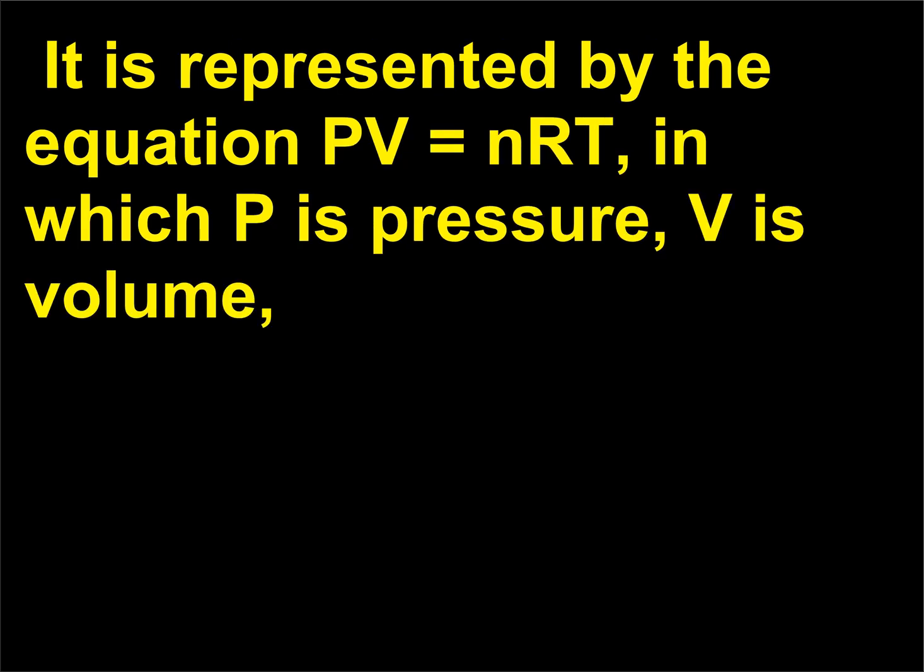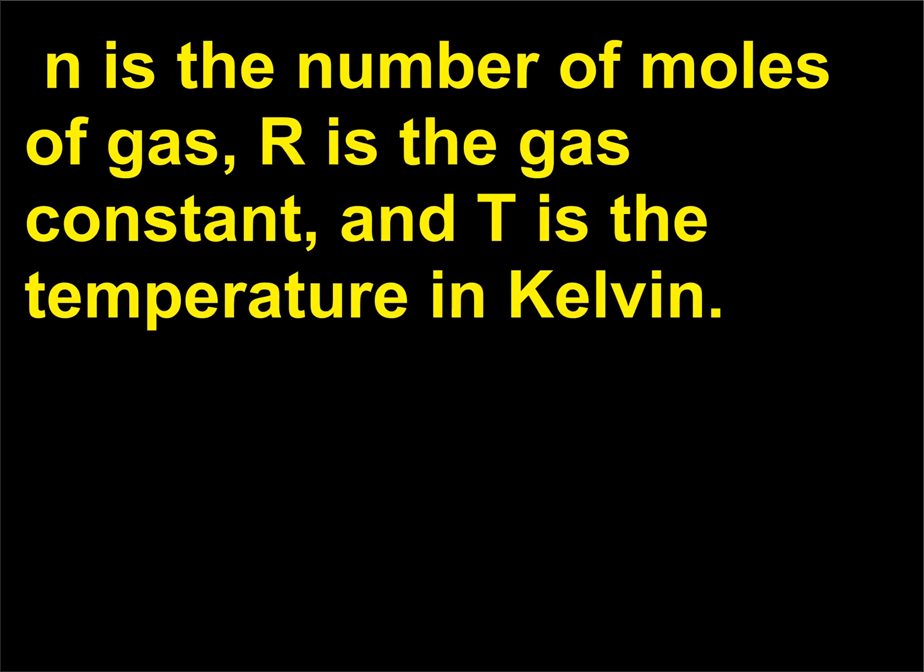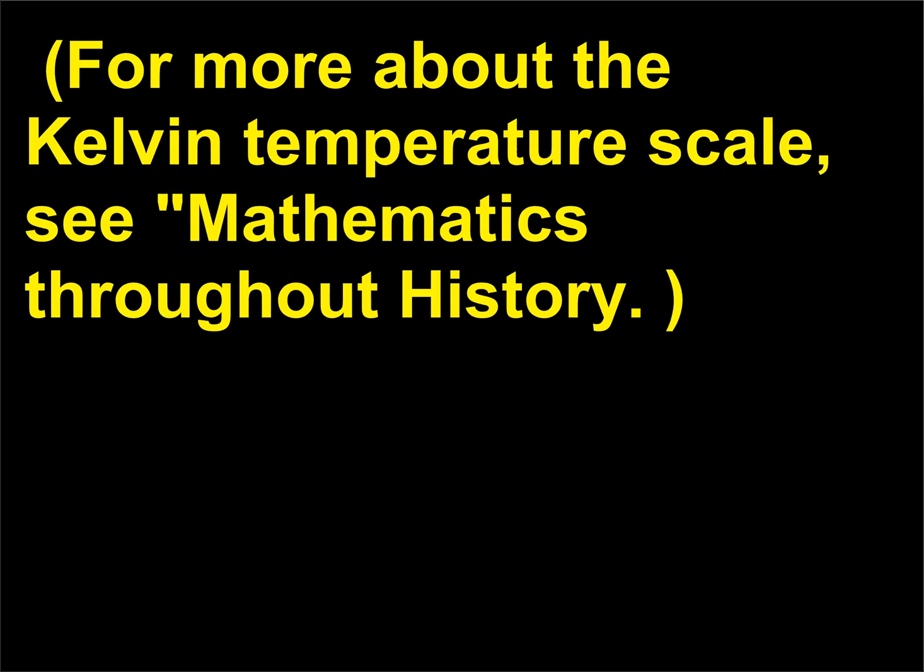It is represented by the equation PV equals nRT, in which P is pressure, V is volume, n is the number of moles of gas, R is the gas constant, and T is the temperature in Kelvin. For more about the Kelvin temperature scale, see Mathematics Throughout History.